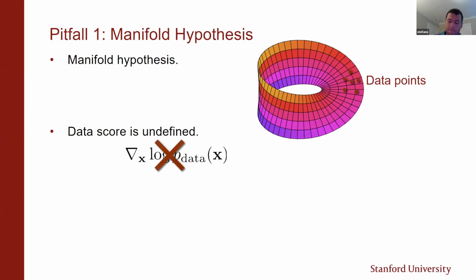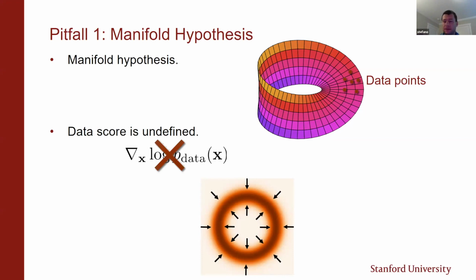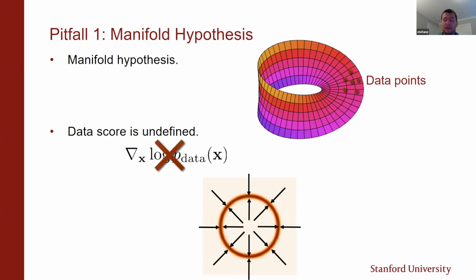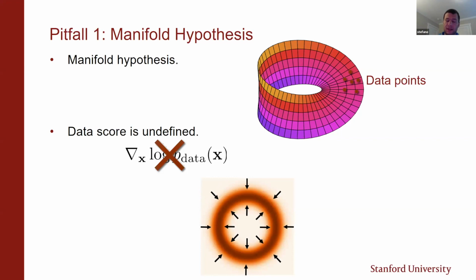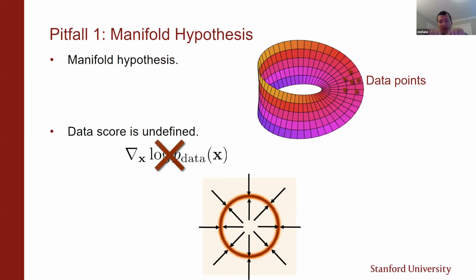The intuition is that you can think of, let's say, the data lying on a ring. And you can think about what happens if you start making the ring thinner and thinner until it becomes just a one-dimensional manifold in a two-dimensional space. What happens is that the gradients will become bigger and bigger, and they will try to push you more and more. As the density becomes more and more concentrated on the ring, this gradient will become bigger and bigger in magnitude, and intuitively, in the limit, these gradients are not even well defined. So that's a problem.